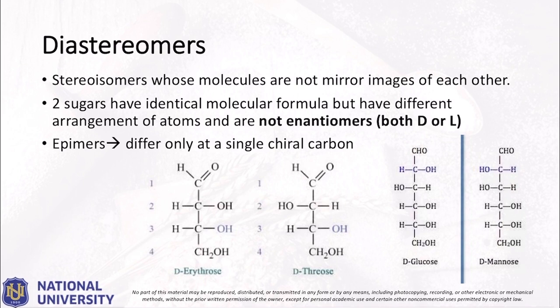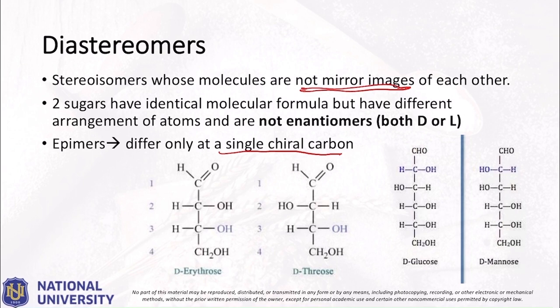Next is diastereomers. These are stereoisomers whose molecules are not mirror images of each other, meaning they are non-superimposable. So two sugars have identical molecular formula but have different arrangement of atoms and are not enantiomers. No, hindi siya D or L. That is diastereomers. So under the diastereomers, we have epimers, which contains two or more chiral center and differ only at a single chiral carbon.